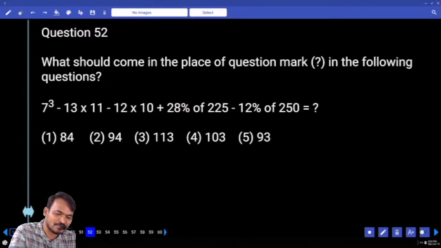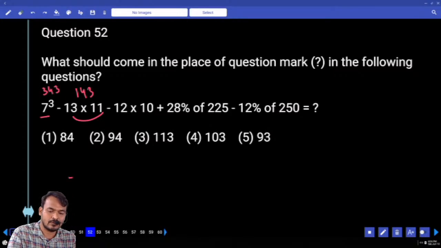Next, question number 52. What is the 7 cube? 343. 13 into 11, 143. 343 minus 143, 200. Next, 200 minus 120, 80.